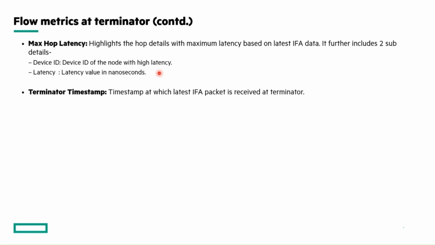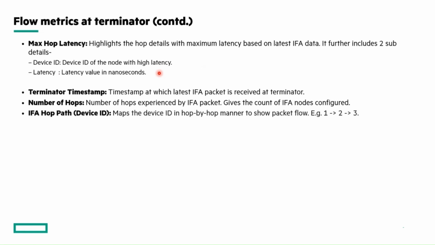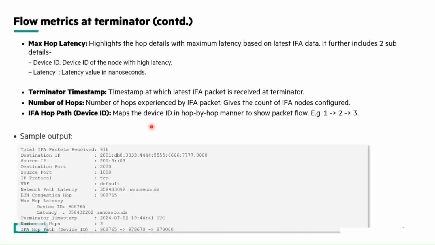Further, it will also contain the terminator timestamp, which is the timestamp at which the latest IFA packet is received at the terminator. Next is the number of hops that has been experienced by the IFA packet, and it will give you the count of IFA nodes configured on your network as well. Just below it, you will have the device IDs and how they are mapped together. For instance, it will show a hop by hop view of your devices in terms of the device IDs. Now, I know I have talked through a lot of details, but here is a sample output to make it clearer to you.